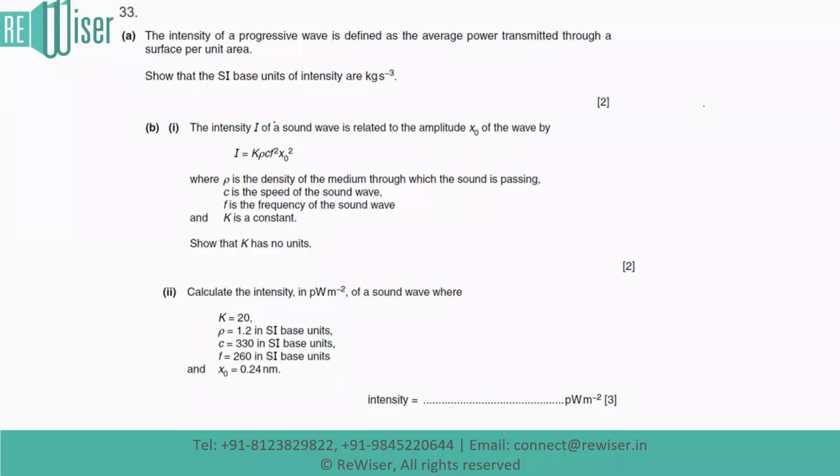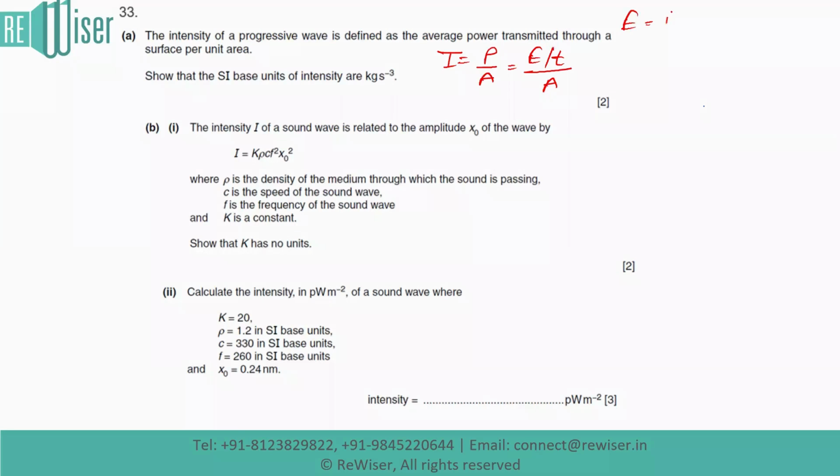Hello. So the first part of our question is: the intensity of a progressive wave is defined as the average power transmitted through a surface per unit area. So that means intensity I is basically power per unit area, and power is basically energy per unit time, upon area. So first we have to define the base units for energy.